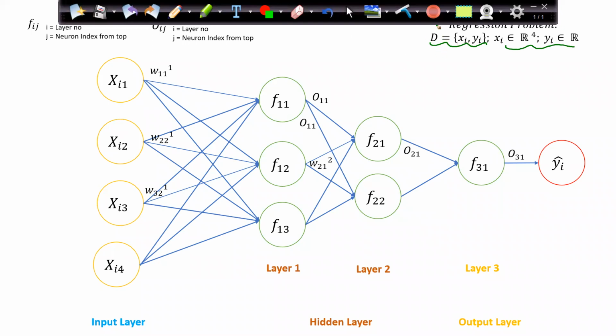So here I have the data set D, which has xi's and yi's, and my xi is a real valued number. So you can see we have 4 different features in the data set, and we have the yi, which is again a real valued number. Now my task here is that I want to understand how we can train this bigger network. Here you can see I have multiple layers.